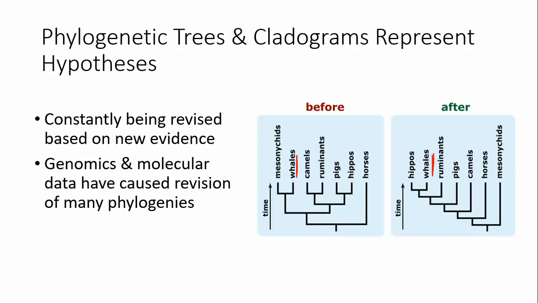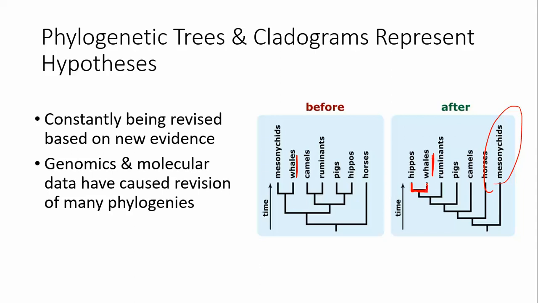And for quite some time, it was a mystery, where did these guys come from? So who was their closest modern living relative on land? And for a while, it was thought to be this group of now extinct organisms called mesenchids. However, using molecular evidence, it's been shown that mesenchids would actually be the outgroup here, and that hippos and whales share the closest genetic relationship.